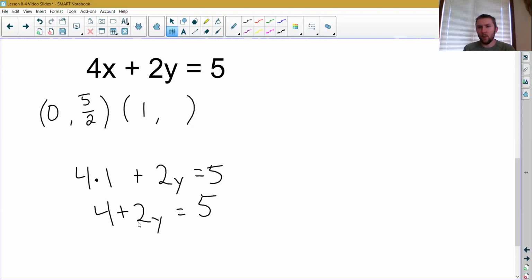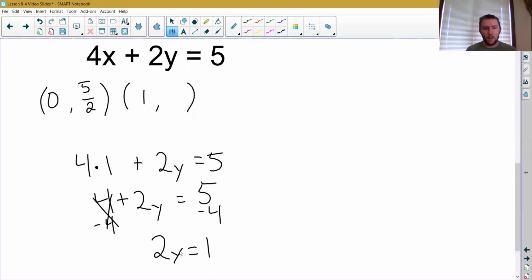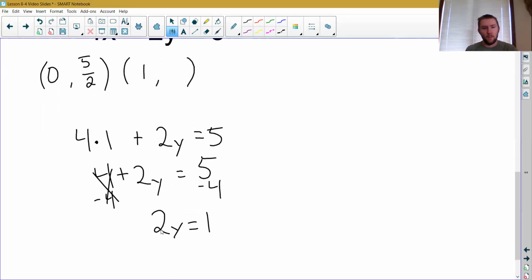Now I need to solve this equation for y. So the first thing I need to get rid of is this plus 4. All right, remember, we undo the addition and subtraction first when we solve equations. Minus 4. So we get 2y is equal to 5 minus 4 is 1. So now if 2y is equal to 1, I can just go ahead and divide by 2. That'll get rid of that 2 on the y. And what I end up with is y equals 1/2. Okay, y equals 1/2. So that's my y coordinate when x equals 1.